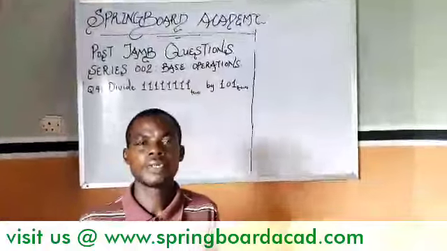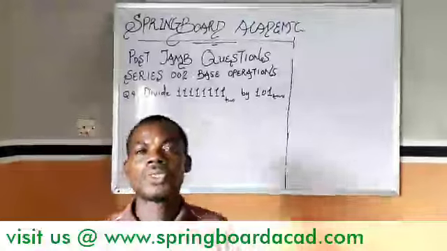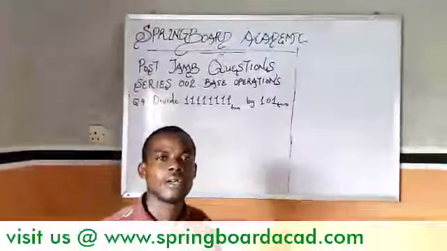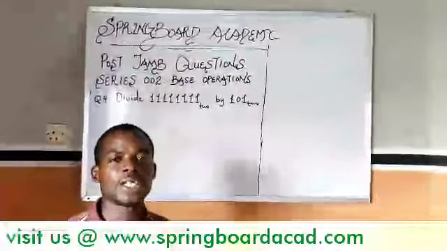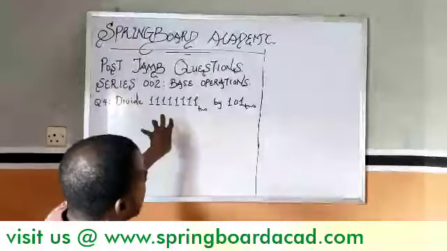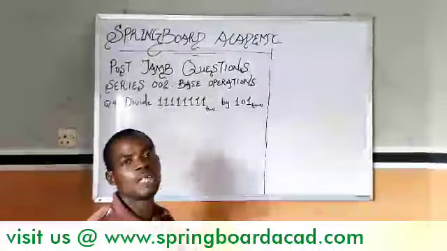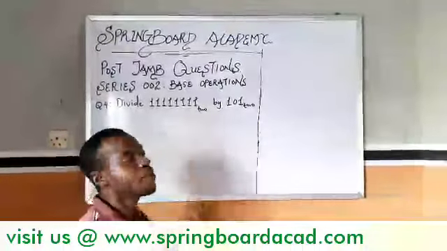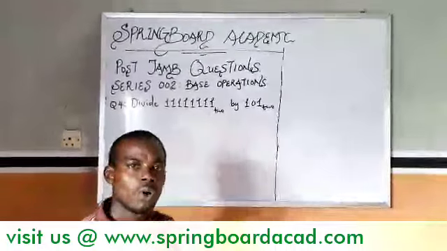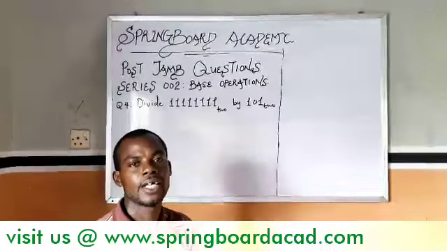Hello students. We are now on the 4th question on series 2. And this question is on the arithmetic of base operations, specifically division under base operation. You have a numerator here and a denominator, and we are expected to carry out this arithmetic process in base 2. What do you do? It's a 3-step process. Let's see.